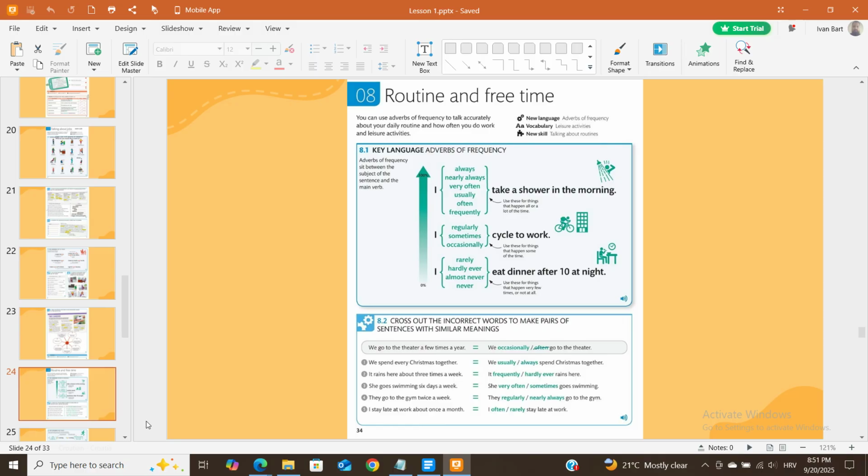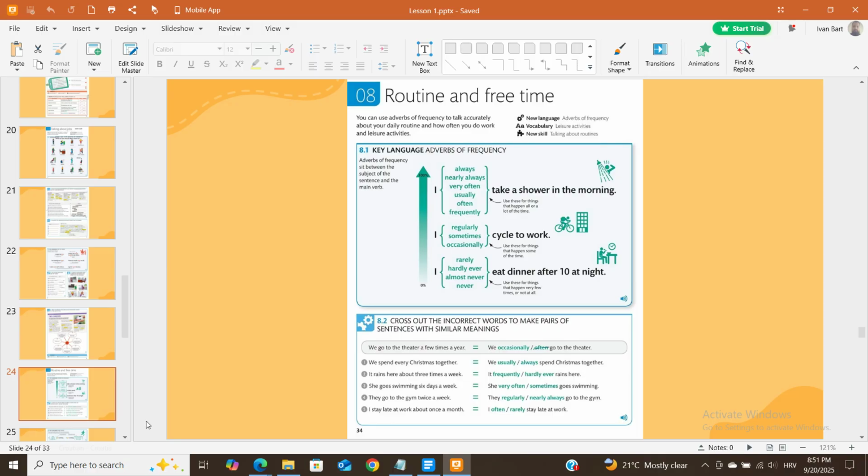2 It rains here about 3 times a week. She goes swimming 6 days a week. 4 They go to the gym twice a week. I stay late at work about once a month. Equals: we usually, always spend Christmas together. Equals: it frequently, hardly ever rains here.